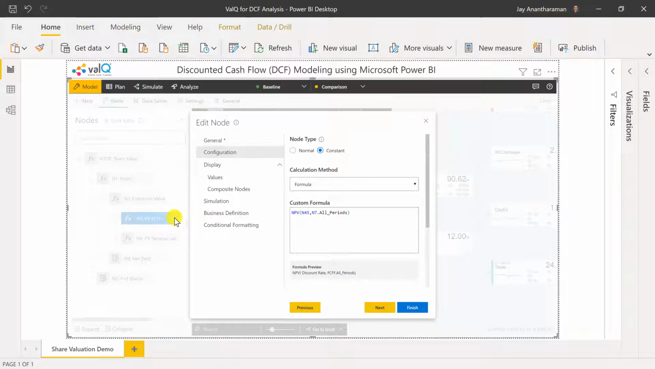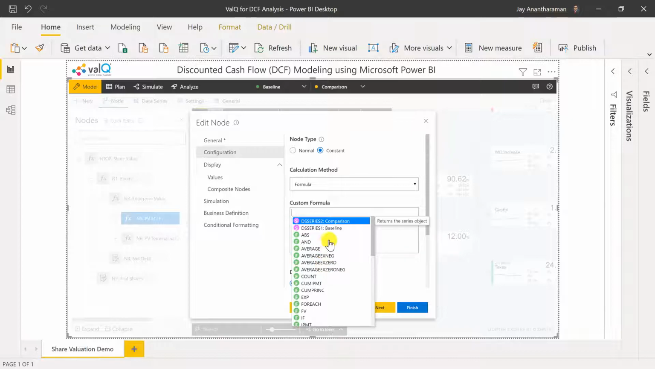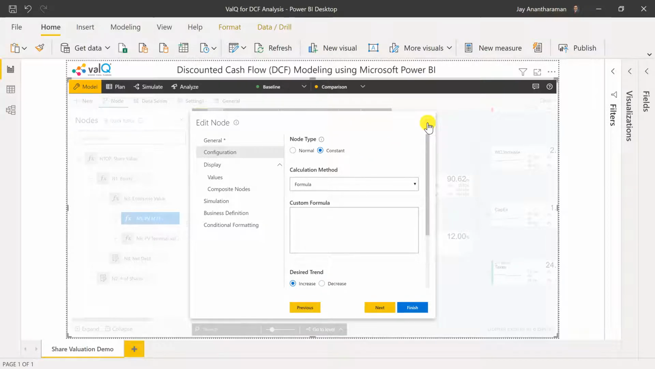5-year period. In fact, ValQ gives you several formulae and functions that you can utilize to build financial models. For example, a lot of these Excel-like functions, including present value, NPV, IRR, and so forth. So go ahead, download this model file and then play around with it.